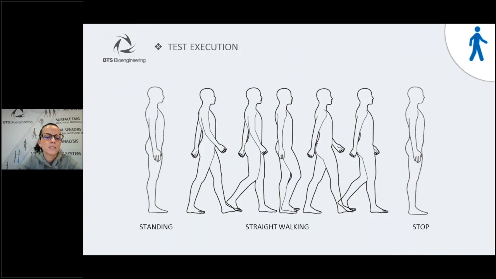The test is very simple. After a short initial phase during which the patient stands still in orthostatic position, we ask the patient to walk as naturally as possible according to a straight path in order to perform at least 5 steps both with the right and the left limbs. At the end of the path, the patient must stop without making any rotation.